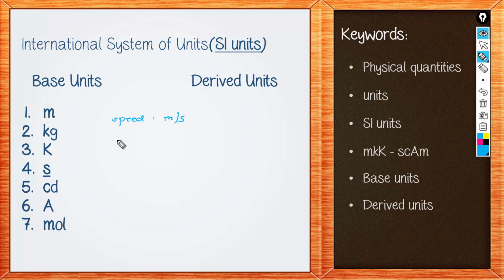Another example is area. So, the unit for area is meter square. We also have force. The unit for force is kilogram meter per second squared. And as you go along with your physics class and deal with different physical quantities, you'll be exposed to the different derived units as well.